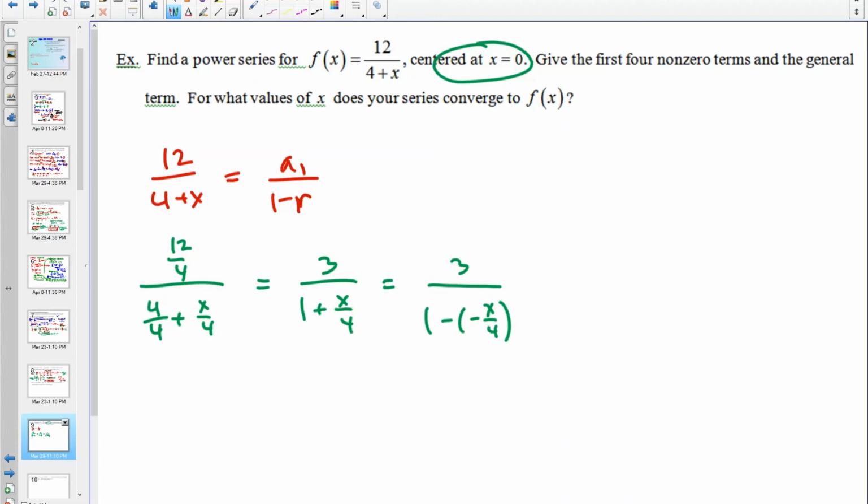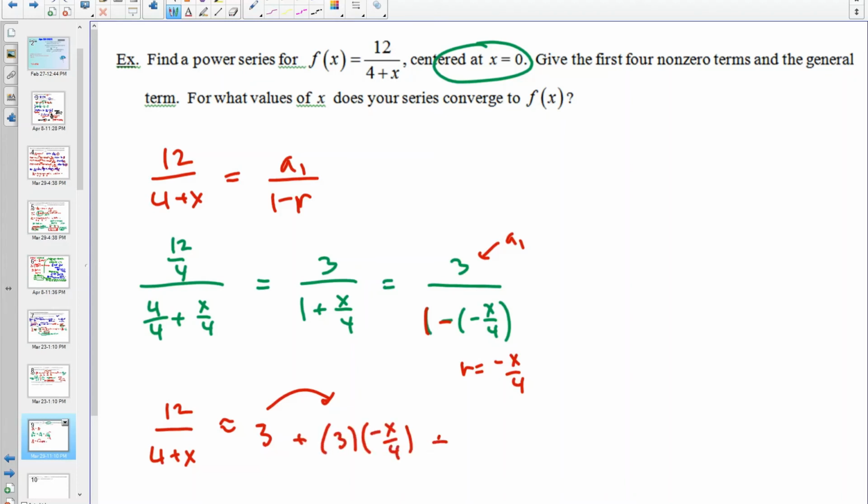Now I've changed this, so this could be my a1. My 1 minus is great. This is exactly what I want. Then this means my r is equal to negative x over 4. So 12 over 4 plus x is approximately equal to a1, so you put 3, and then every subsequent term you multiply by negative x over 4. So the next term will be 3 times negative x over 4. The next term will be 3 times negative x over 4 times negative x over 4. The next term will be 3 times negative x over 4 cubed, and so on.